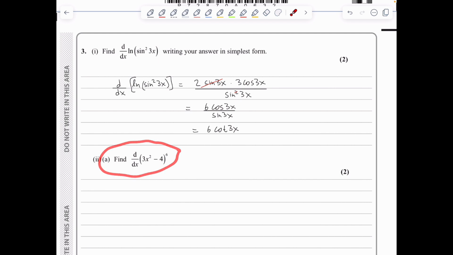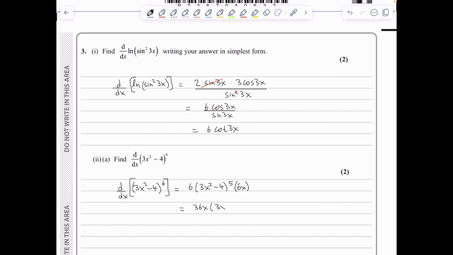In II, we need to find the derivative of 3x squared minus 4 raised to the power of 6. So we will start by getting the power down, 6, deducting 1 from the power, 3x squared minus 4 raised to the power of 5, times the derivative of the bracket. The derivative of the bracket, the 3x squared minus 4, gives a derivative of 6x, and therefore this can be written as 36x times 3x squared minus 4 raised to the power of 5.